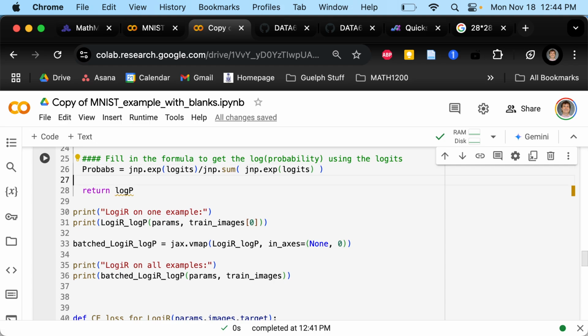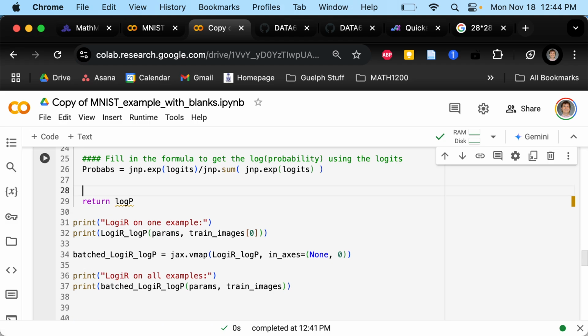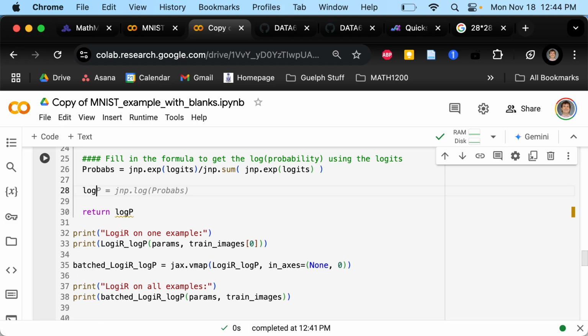So you could just do, at this point in time, log p equals the log of the probabilities and be done. But now you've done an exponential and then you did a log. You're just undoing work for yourself. So why not just do it directly?